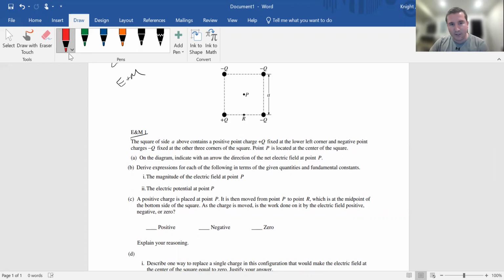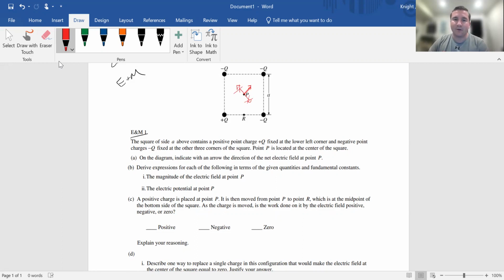So if we look at all the individual fields at P, we have a negative charge here, so that's going to create field this way. We have a negative charge here, that creates field this way. We have positive charge here, that creates field this way, and a negative charge here, which also creates field that way. So if we take all of that, this one and this one are going to cancel.